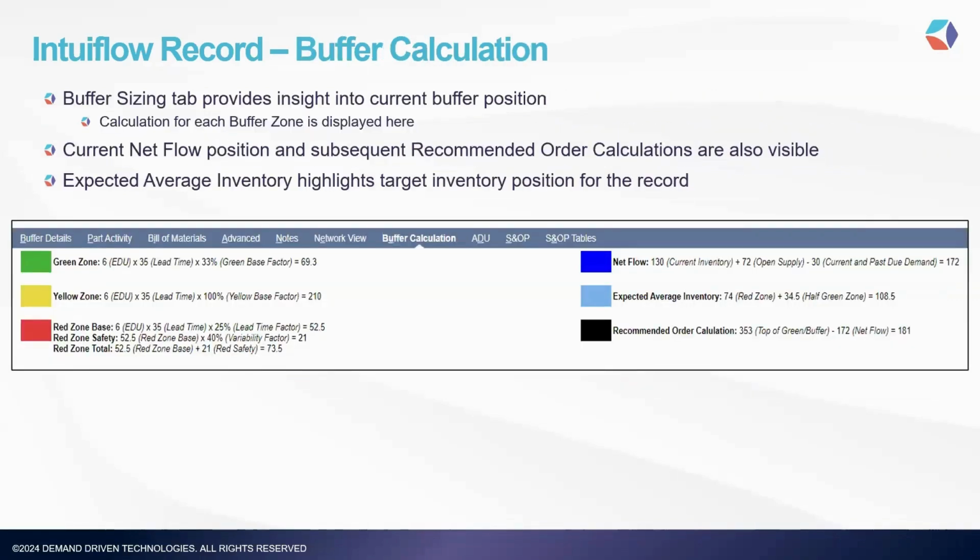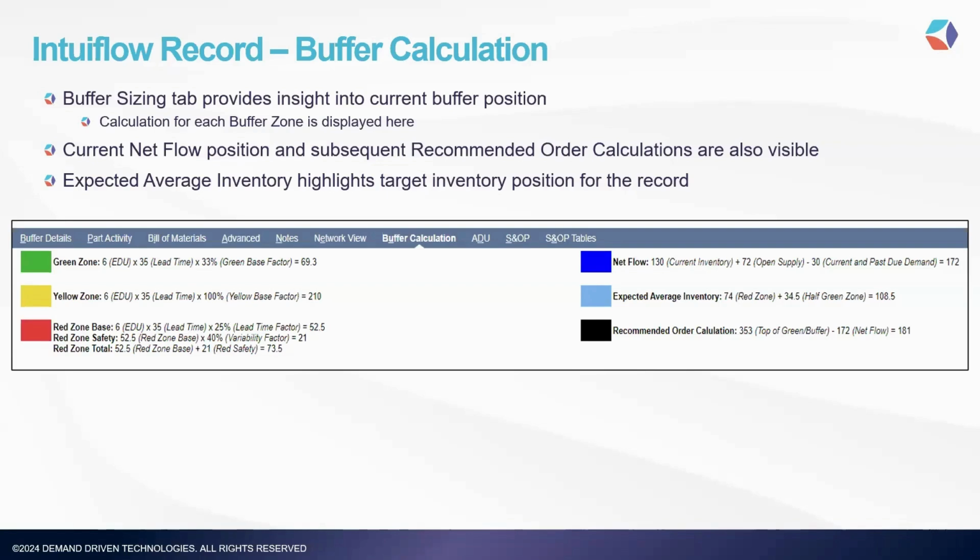The next tab here is the buffer calculation tab. So this shows you the size of each zone, right? So on the buffer details tab, we saw the current snapshot of the buffer. This provides details into how each of those zones is calculated. So you can see here how the green, yellow, and red zones are all calculated. And then on the right-hand side, you can see the current net flow, right? So this will show you your current inventory, supply, and demand. And then it also highlights what your expected average inventory should be, right? So that's your red zone plus half of green. And then lastly, you can see the recommended order calculation here.